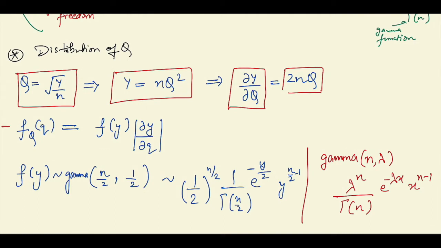Then the distribution of Q would be given by f of q equal to the distribution of Y times the Jacobian, which will be del Y by del Q. We should understand that since this is root of Y by n, Q can always take positive values, hence this distribution is valid for all input values such that q is greater than 0.